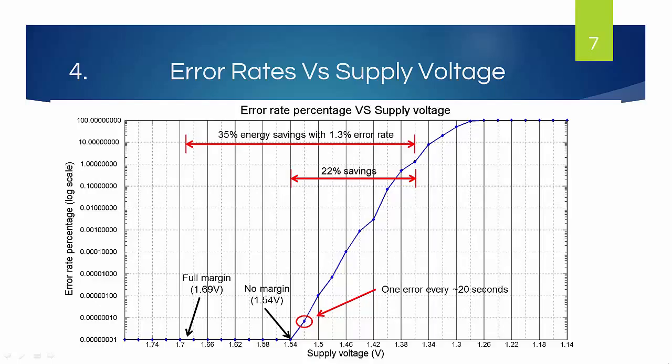The no-margin voltage is the lowest voltage that can still guarantee error-free circuit operation at 27 degrees Celsius, and the full margin voltage is the voltage at which the circuit runs without errors at 85 degrees Celsius in the presence of worst-case process variations and signal noise.